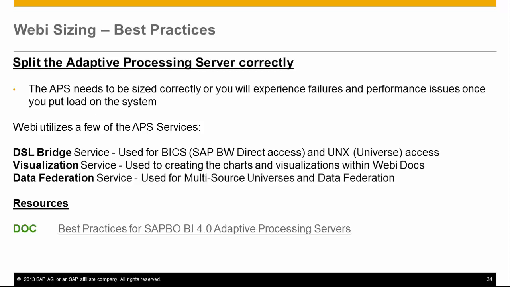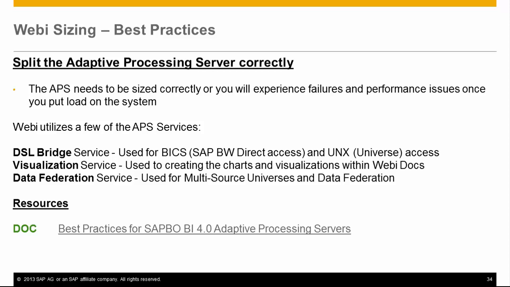And probably the most important thing is to make sure that you split your adaptive processing server correctly. This was a huge thing from a support perspective when 4.0 first hit the ground, with these changes where we now use more of these services than we did in previous versions. And basically, the adaptive processing server is a Java container that has multiple services plugged into it.